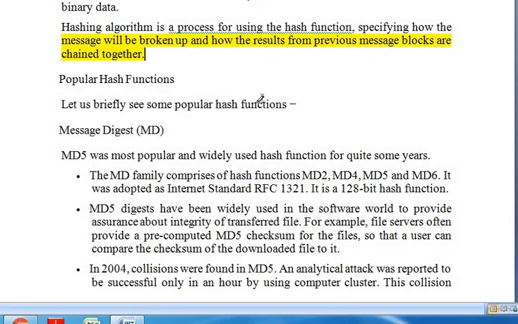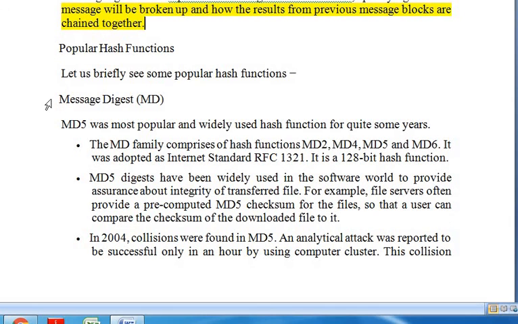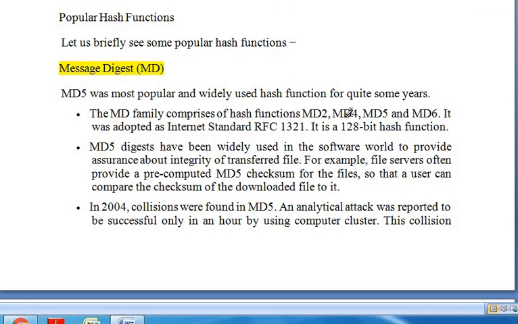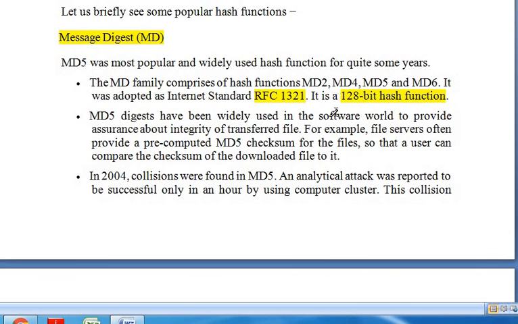Okay, so what type of function is MD5? The popular hash functions MD2, MD4, MD5 and MD6 are known as hash functions. It depends upon RFC 1321. It is a 128-bit hash function. So I told you 128 bits and 512 bits. Likewise, it processes 128 bits. So this is a 128-bit hash function.